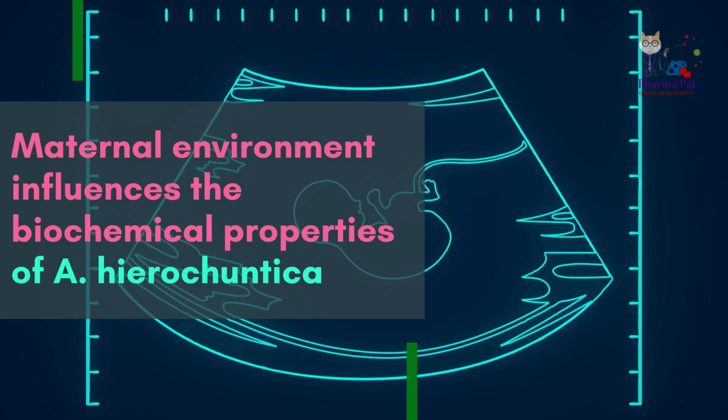Materials and methods. To examine the impact of abiotic stress, they subjected A. hierochuntica to salt and combined salt-heat treatments. They meticulously extracted phytohormones and metabolites from the pericarps using advanced techniques like LC-MS/MS and GC-MS.